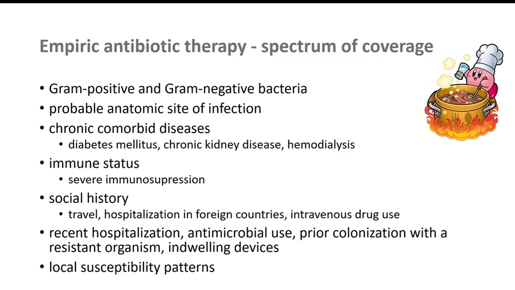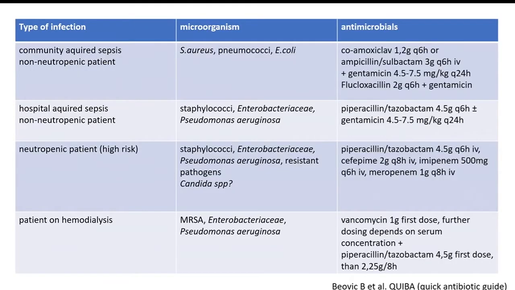Is the patient an intravenous drug user? Was he recently hospitalized at our clinic? Did he receive any antibiotics in the last months? Was he colonized ever? Does he have any indwelling devices? And of course, it's very good to know about local susceptibility patterns. So I will not go into details about this because there could be many schemes. This is an example from our quick antibiotic guide.